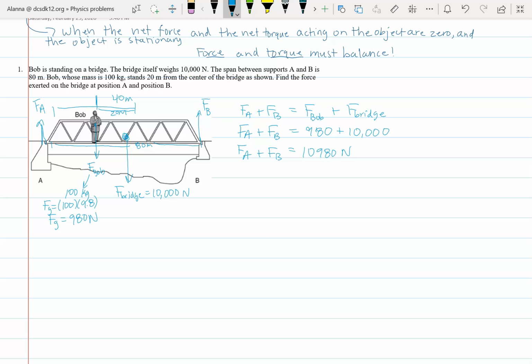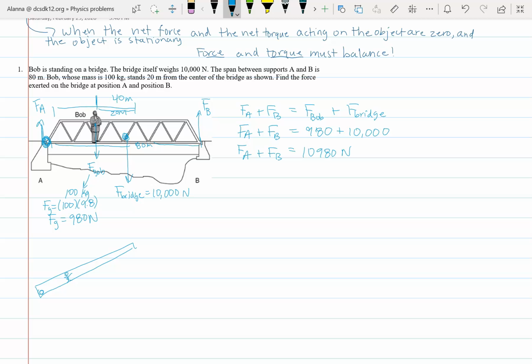However, we still have to look at the torques going on here. So I'm going to reimagine that this support at A is actually a hinge. So imagine that the bridge, and here's Bob, could actually rotate around that hinge. We don't want a bridge to be able to do that. So that's why we need to make sure that the torques balance.